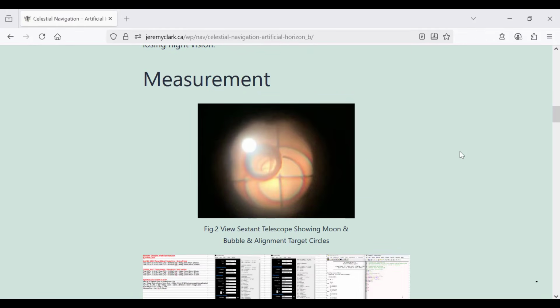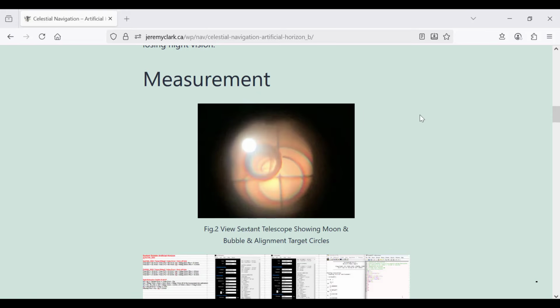Here's a look through the telescope of the artificial horizon. So you've got two target circles. There's the bubble. So when everything is aligned, the bubble is in the inner target circle. This line is vertical, this line is horizontal, so it's perfectly in the vertical and horizontal plane. And then the celestial body, in this case the moon, is directly in the bubble, which is directly in the center of the target circle.